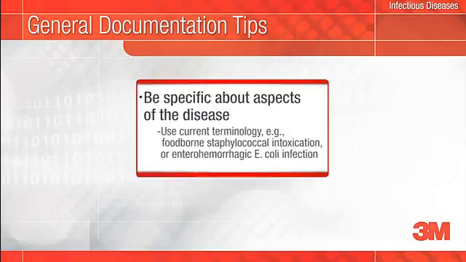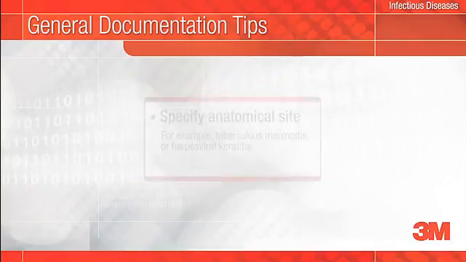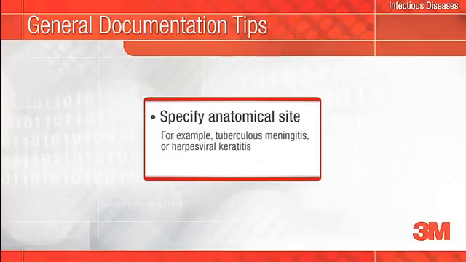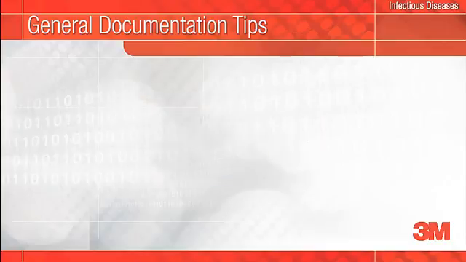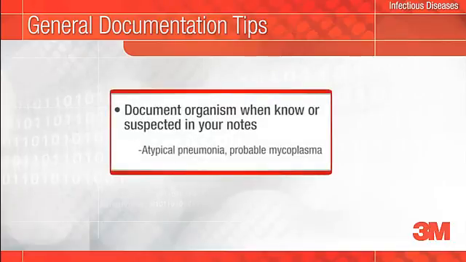Consider in your documentation the most current terminology to describe the condition or different aspects of the disease. For example, foodborne staphylococcal intoxication or enterotoxigenic or enterohemorrhagic E. coli infection. Specify the anatomical site, such as TB of the meninges or an infection of the cornea due to or secondary to herpes virus. Document the organism you are treating when known or suspected, such as atypical pneumonia, probable mycoplasma.